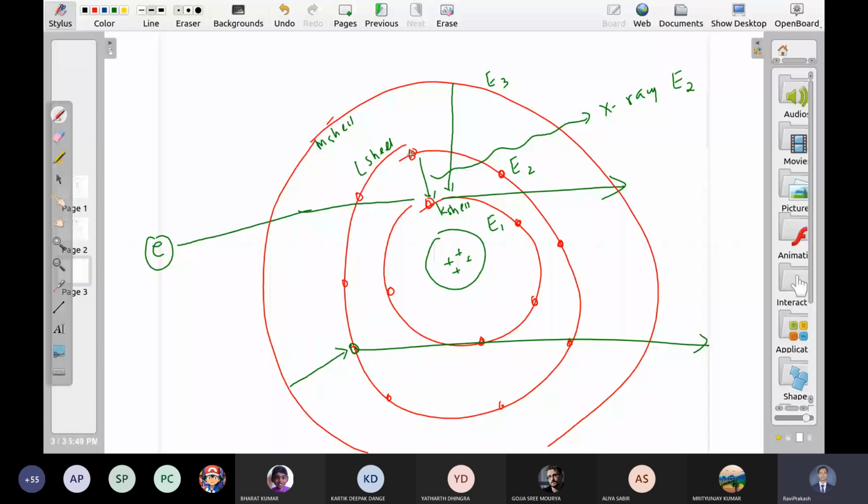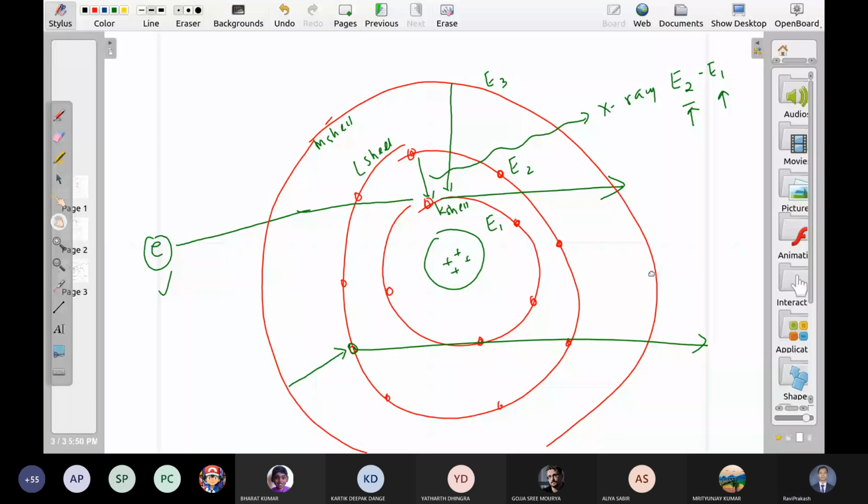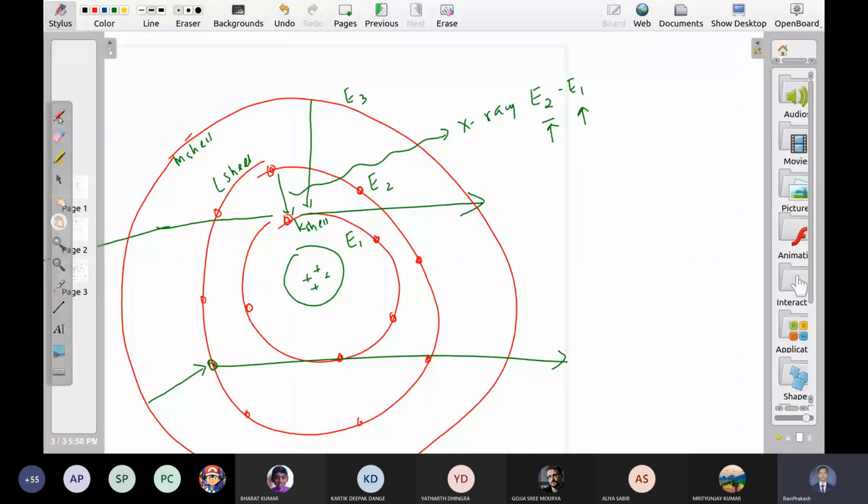So neither E2 nor E1 depends on the incoming electron. These E2 and E1 come completely from the atomic structure of this target atom. What is the corresponding wavelength? This energy is equal to hc upon lambda. So E2 is fixed, E1 is fixed, h and c are fixed, lambda is fixed. So we get different lines at some fixed position, like the K alpha line. What is K alpha? When an electron jumps from L to K shell.